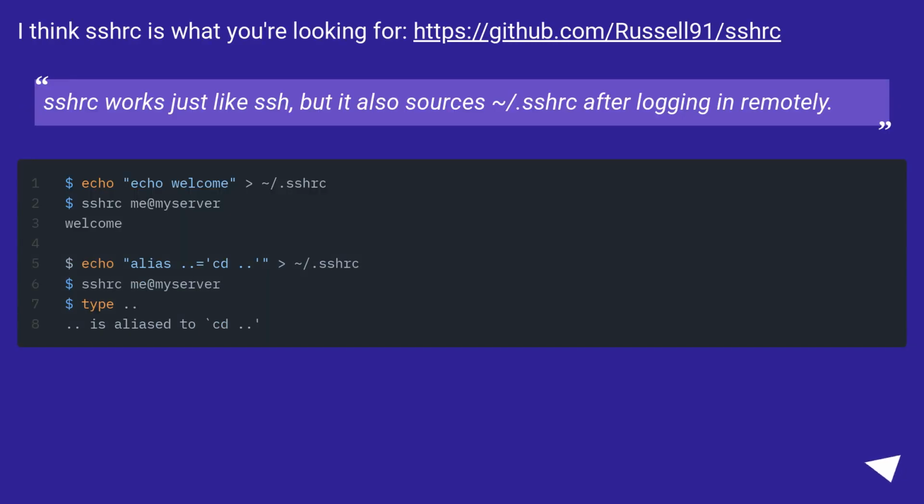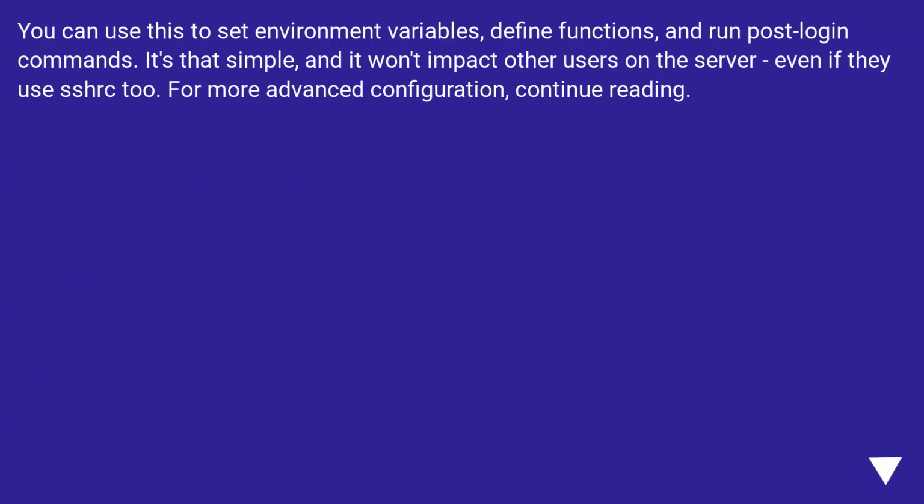I think sshrc is what you're looking for, at this URL. sshrc works just like ssh, but it also sources ~/.sshrc after logging in remotely. You can use this to set environment variables, define functions, and run post-login commands. It's that simple, and it won't impact other users on the server, even if they use sshrc too. For more advanced configuration, continue reading.